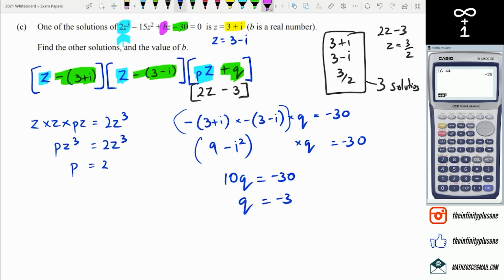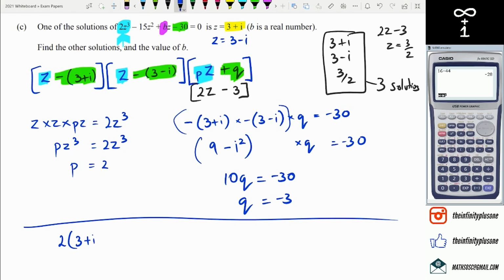And that's right there. So as Tim was mentioning, we could actually substitute 3 plus i. And for this, I am going to use the graphics calculator to show you guys how to do this as well. So I'm going to substitute z as 3 plus i. So I'm going to get 2 times (3 plus i) to the power of 3 minus 15 times (3 plus i) squared plus b times (3 plus i) minus 30 is equal to 0.